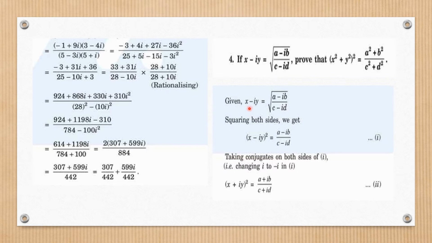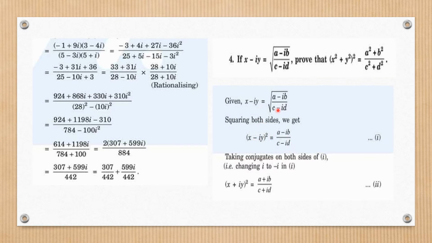One is that you take the conjugate directly from here, like x + iy = √((a + ib)/(c + id)), and then multiply both of them. Otherwise, if I don't want to retain this root sign, I can go by this way also, which is convenient. I'll start with squaring. Squaring both sides, I'll get (x - iy)² = (a - ib)/(c - id). Now I will take the conjugate.